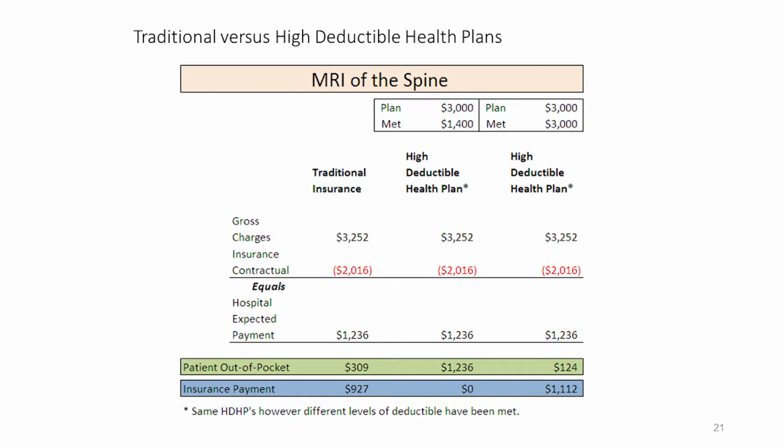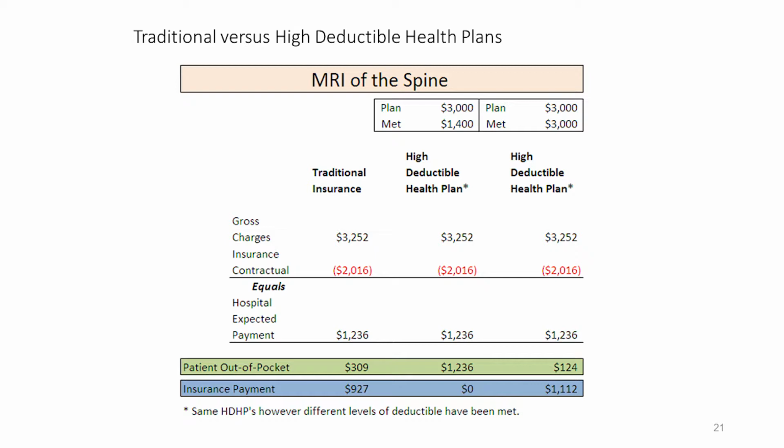And then in the third circumstance, that's a high deductible health plan, the patient has already met their $3,000 deductible for the year, and then there's a lower copay. So a 10% copay versus a 20%. The patient would pay $124. The insurance would pay $1,112. Of course, this patient has already paid $3,000, at minimum $3,000 that we know of for other services throughout the year. So that does put a significantly higher burden on the patient when they go to seek health care.